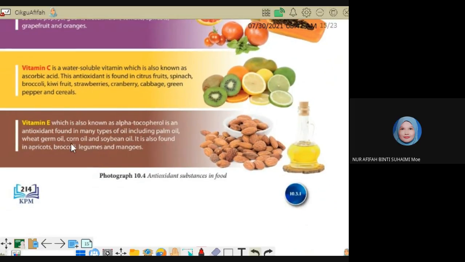Okay. Vitamin E, also known as alpha tocopherol. Alpha tocopherol is an antioxidant found in oil. Palm oil, germ oil, corn oil, anything lah, any oil lah. Okay, and soybean oil. Also found in apricot, broccoli, legumes and mangoes. So legumes ni untuk yang bijirin lah.